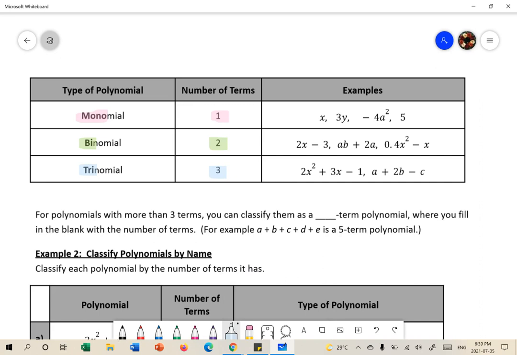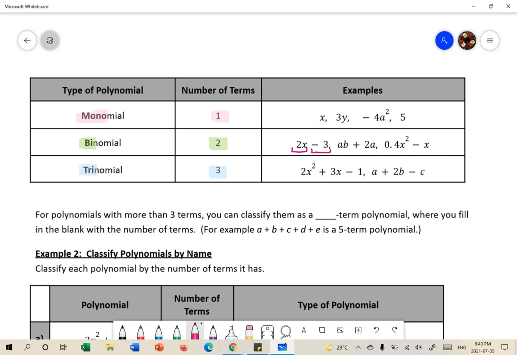For example, x, 3x, negative 4a squared, 5. These are all monomials. In a binomial, you're going to get 2 terms. So 2x subtract 3. They are 2 terms in one expression. I know that these are 2 terms because they are separated by either an addition or a subtraction sign. So 2x is one term, and then negative 3 is a second term.